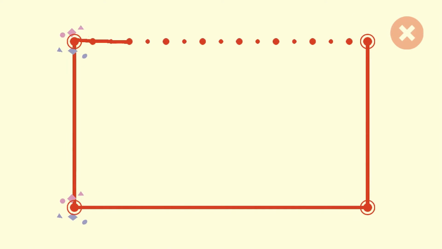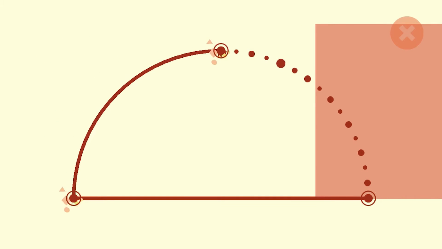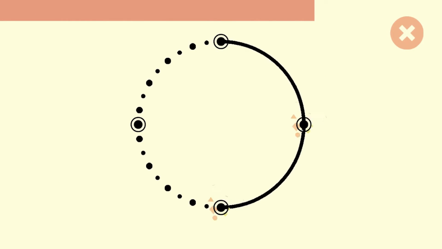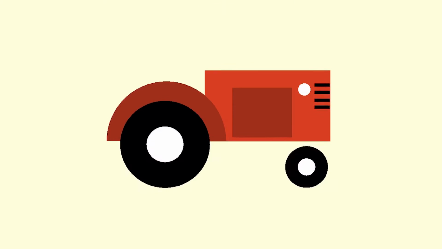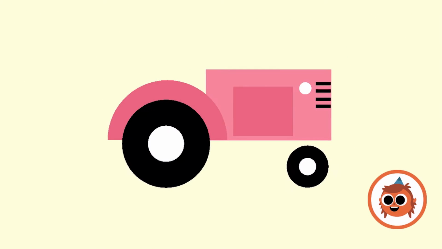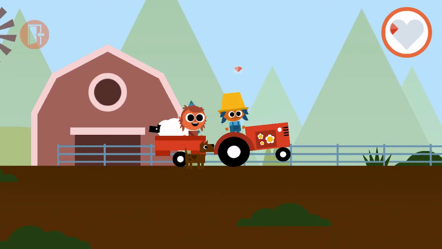We're starting with a rectangle, then a semicircle, and then a tractor will need some wheels, so let's do some full circles next. There we are, all done. What colour should a tractor be? I think I might go for that red. Perfect.